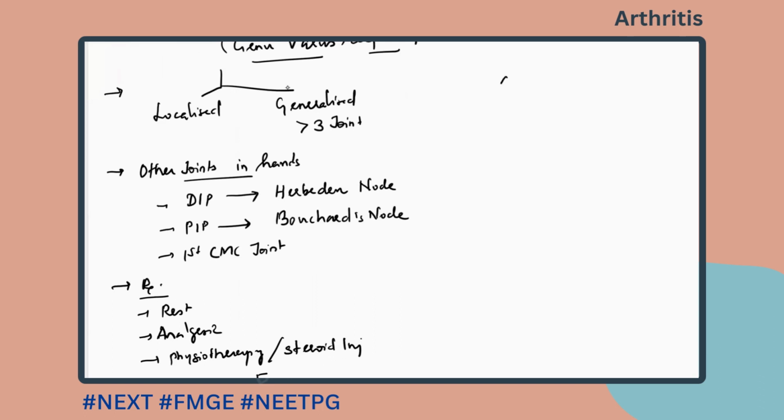Now you take an X-ray of the patient with osteoarthritis knee. The following findings you will see. The 4 findings are: one is joint space narrowing.